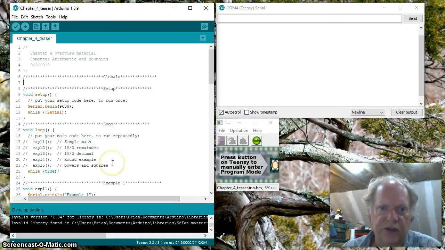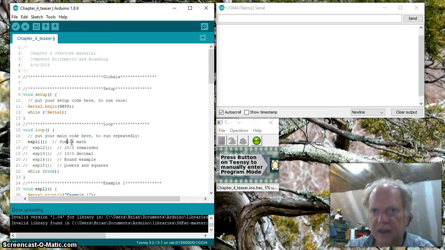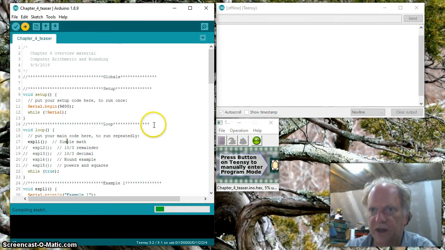In this case, I'm not going to show you a lot of code. I just want to show you what your goal is, what the overall intention of the chapter is, to give you the techniques to be able to do some basic math and rounding. So let's start off with example 1, and I'll go ahead and get it compiling.